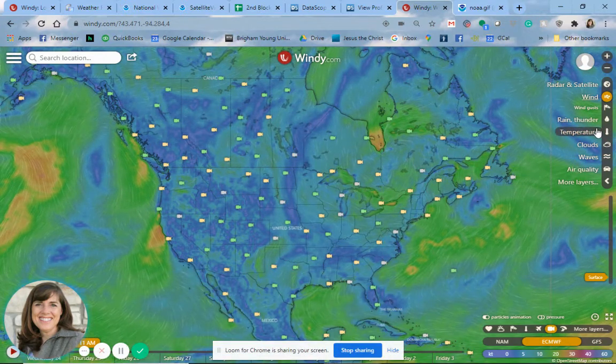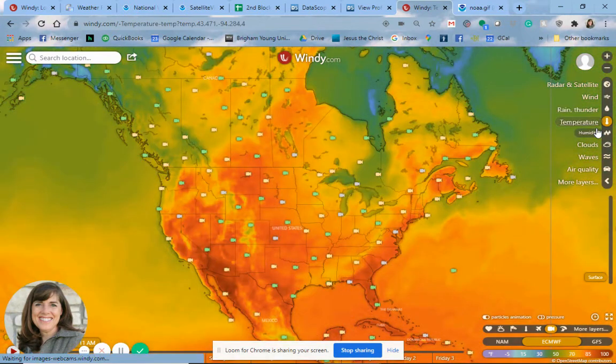Then the other is that there should be a change in the temperature. So red is really warm, green is cooler. And so along and ahead of the front should be your warm air, and behind the front, cooler air. So those are the things to look for.